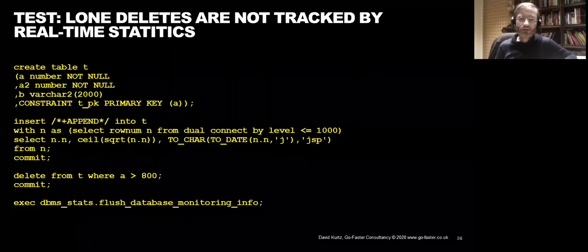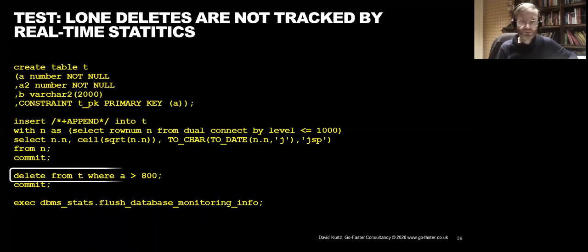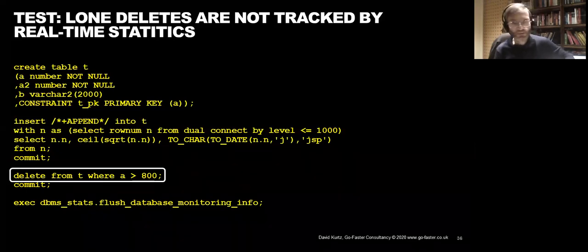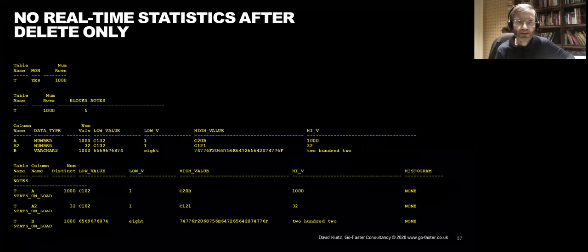One of the other things I found is that lone deletes are not tracked by real-time stats. So I'm going to populate my table and then I'm going to delete where A is greater than 800 and I'll flush it. And I don't have any real-time stats. They're just not tracked.